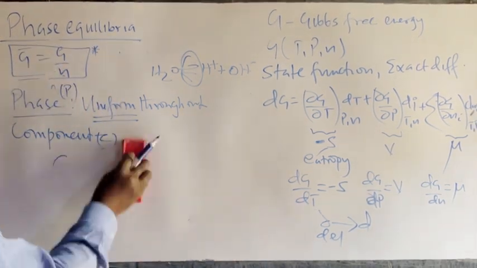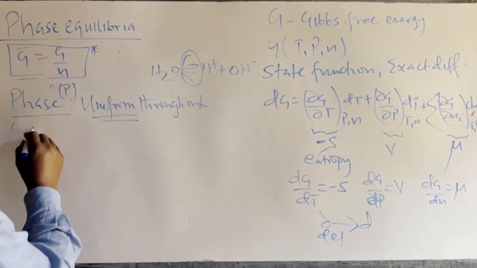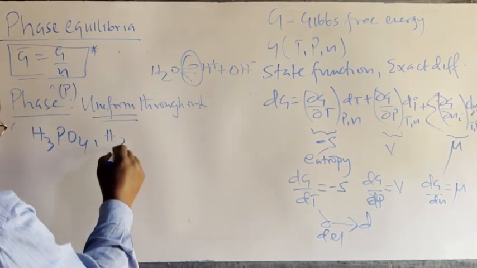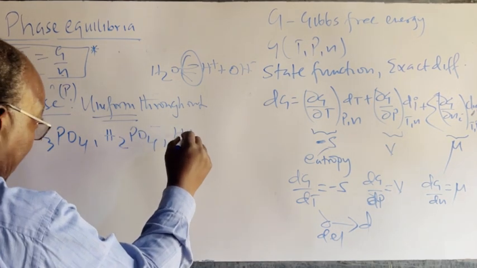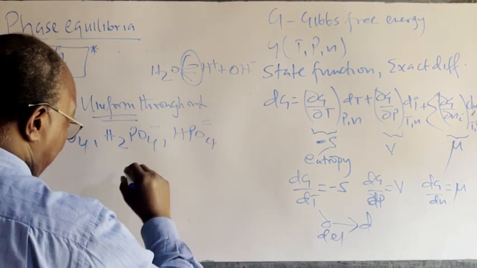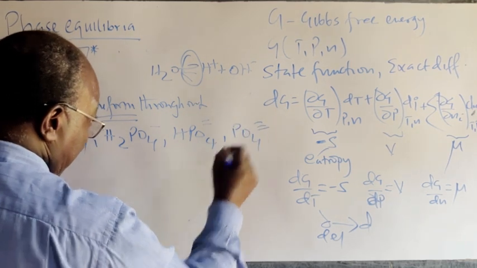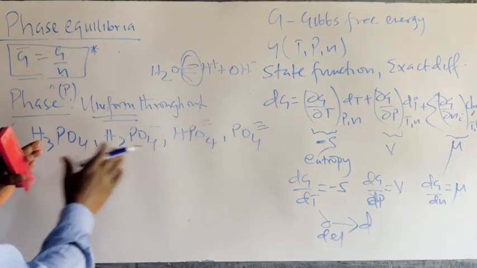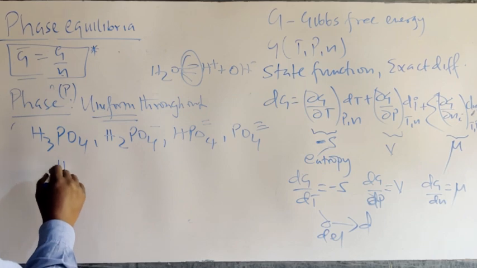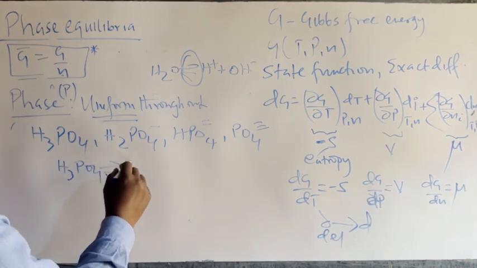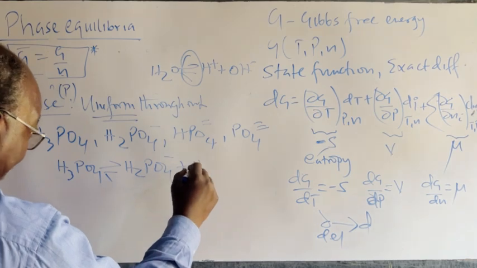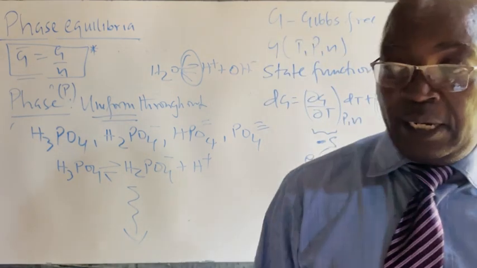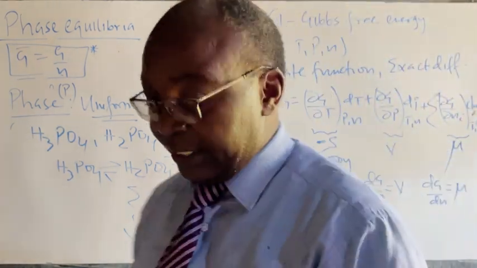You can think of, for example, if you took phosphoric acid, the species will be phosphoric acid itself, H2PO4-, HPO4 with double negative charge, and PO4 with 3 minus. So you can see that already there are many species, and all these species coexist in equilibrium. We will have H3PO4 coexisting in equilibrium with H2PO4- plus H+, and you can continue those systems. Then you'll be able to compute the number of components in your system.